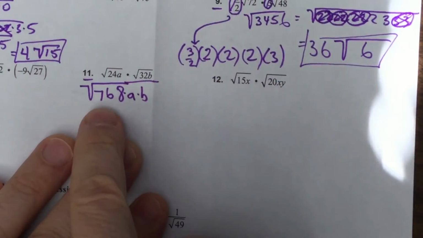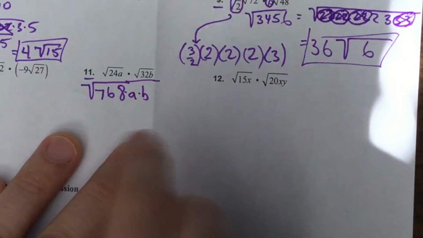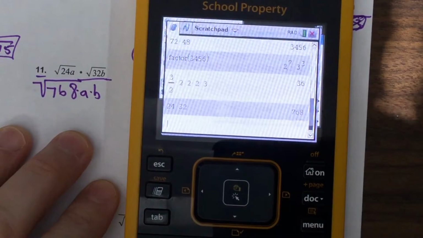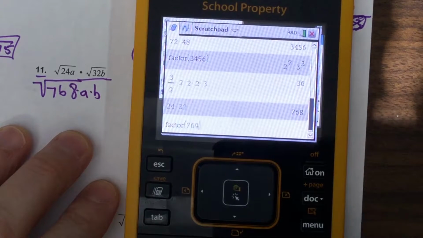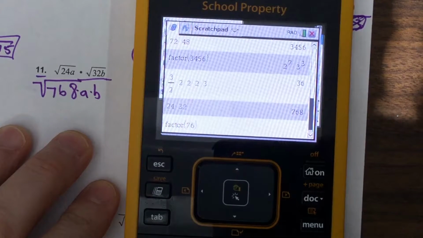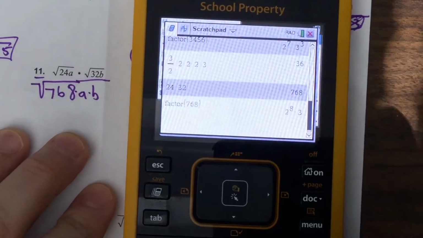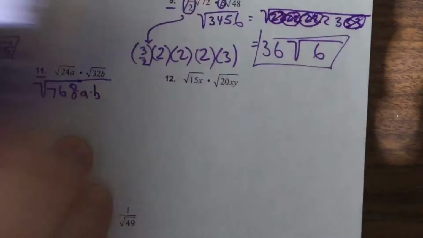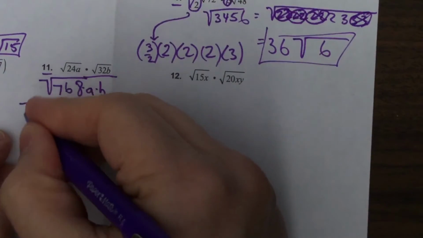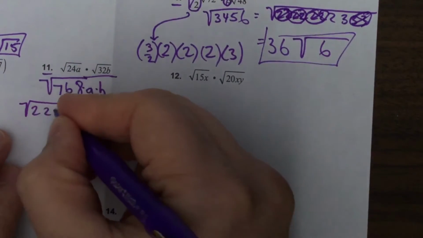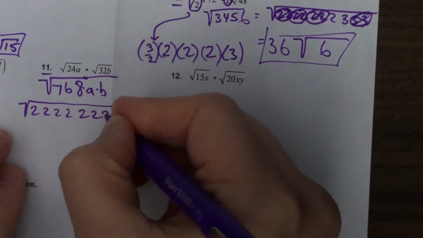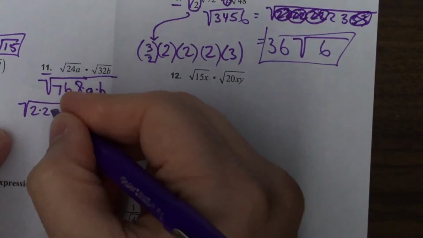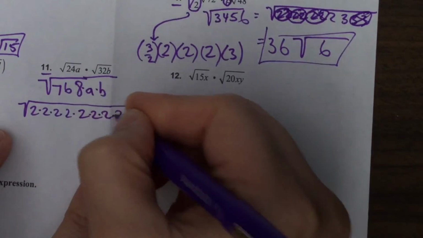So I have 768 times a times b. Let's get the factors of the 768. Menu 2, 3, 768. Oops, got some extra numbers there. 768. So I have 2 to the 8th power, that's 8 2's, and 1 3. So I'm going to rewrite that in the expanded form. There's 8 2's and 1 3. Remember, they're all multiplied together, so I could put dots between them if I really wanted to.